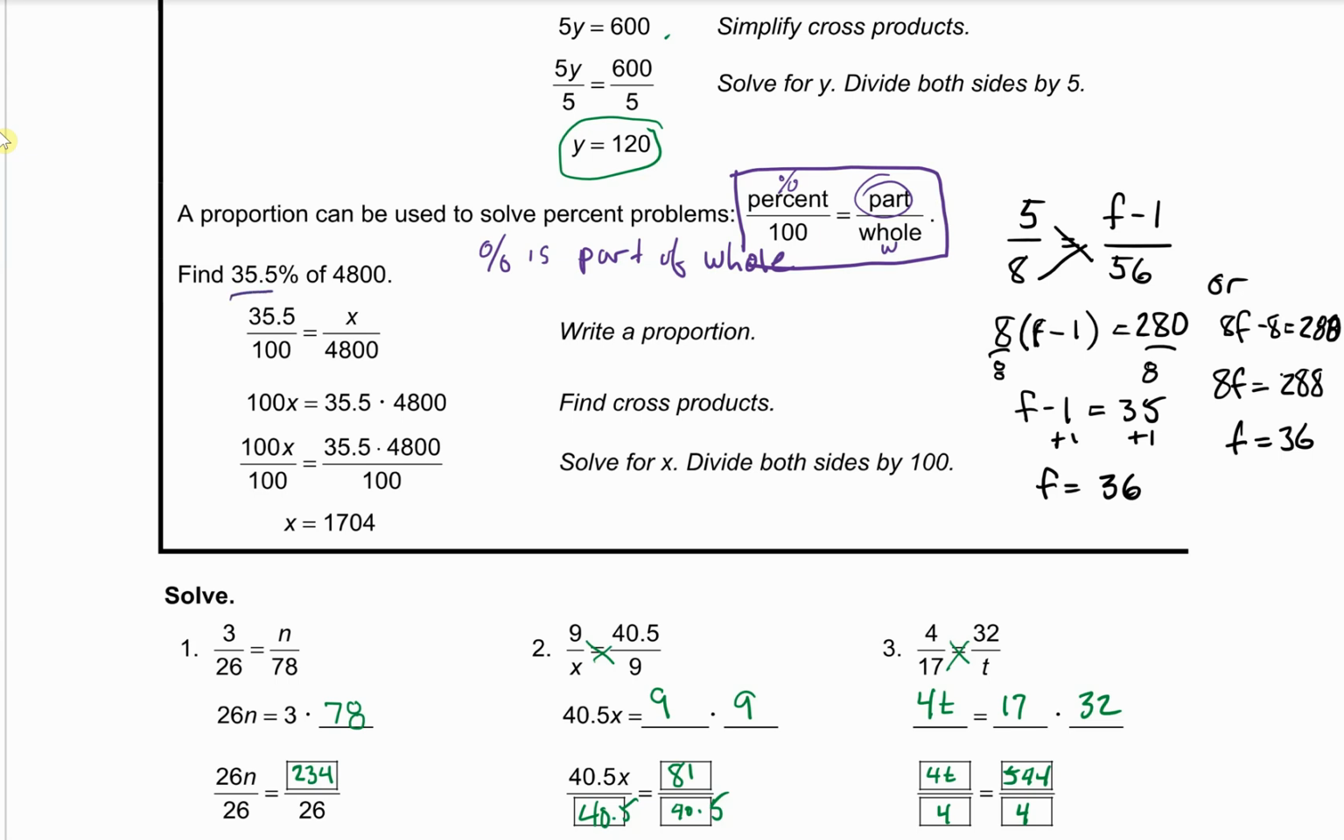Like this example here. 35.5% of 4,800. Notice we say of 4,800, that means I've got the whole. So 35.5 out of 100 equals x out of 4,800. We're going to cross product, divide, and you get x equals 1704.